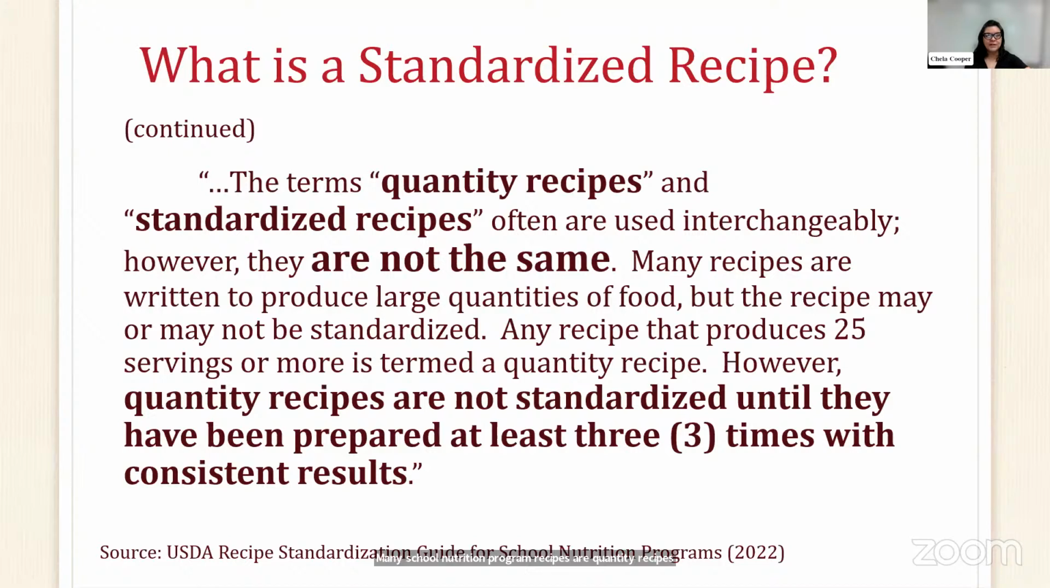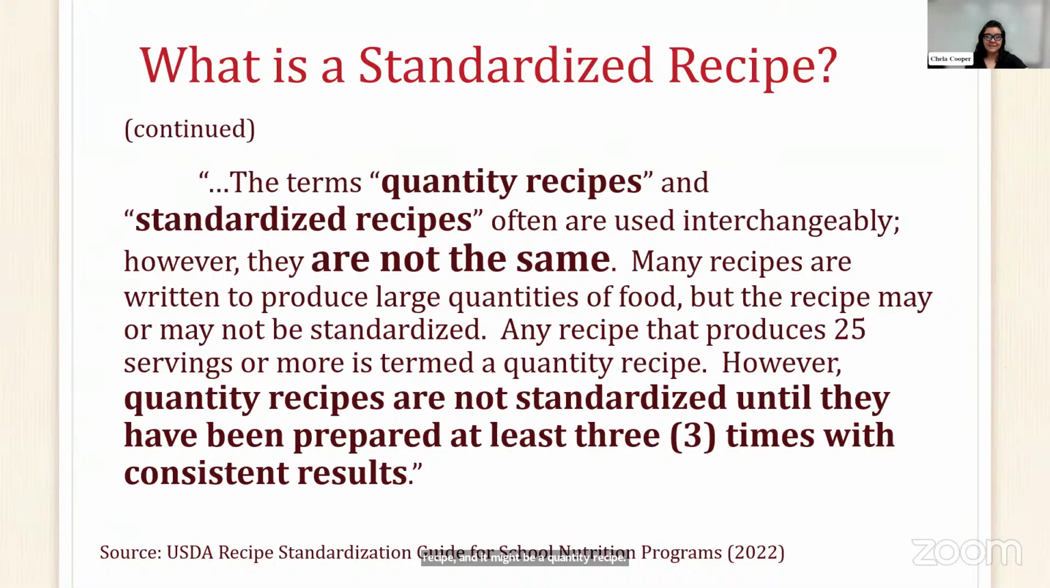If another program shares their standardized recipe with you, it's a standardized recipe in their program because they've tested it in their kitchen with their ingredients and their equipment at least 3 times, and they were able to achieve consistent results. But for your program, that very same recipe is just a new recipe, and it might be a quantity recipe. It has not been standardized for your operation.